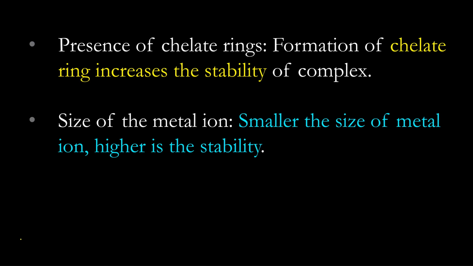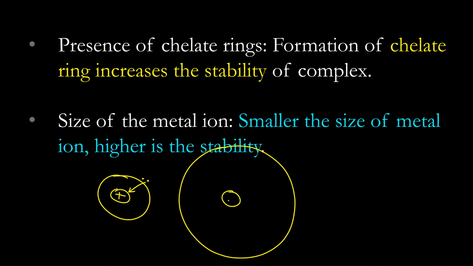Why? Very simple concept. If the size of the metal ion is smaller, the incoming electrons will be pulled by the nucleus stronger, because these will be closer to the nucleus. If the central metal atom is very large, then the nucleus will not be able to attract these two electrons within the shell with that great force. So smaller the size of the metal ion, higher is the stability.